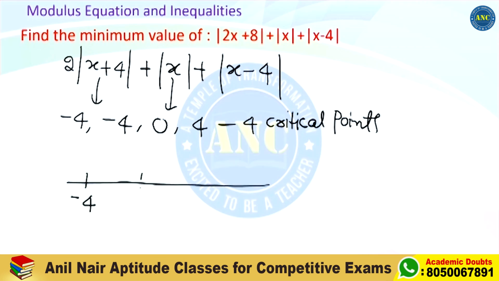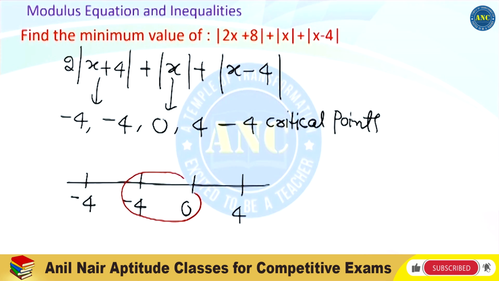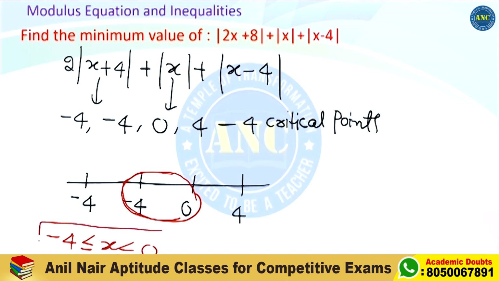Minus 4 it is. Again, minus 4 is written twice because it is 2x plus 8. Then it is 0 and it is 4. Suppose these two in the middle were not there, the answer would have been minus 4 less than or equivalent to x less than or equivalent to 4. But these two are there, so minus 4 less than or equivalent to x less than or equivalent to 0. The intersection of both is nothing but the middle value: minus 4 less than or equivalent to x less than or equivalent to 0.